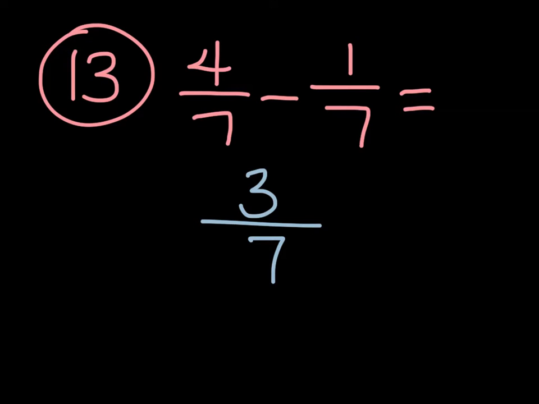Number 13 is the same thing. You just subtract 4 minus 1, which gives you 3, and then the denominator stays the same, so your denominator is 7.